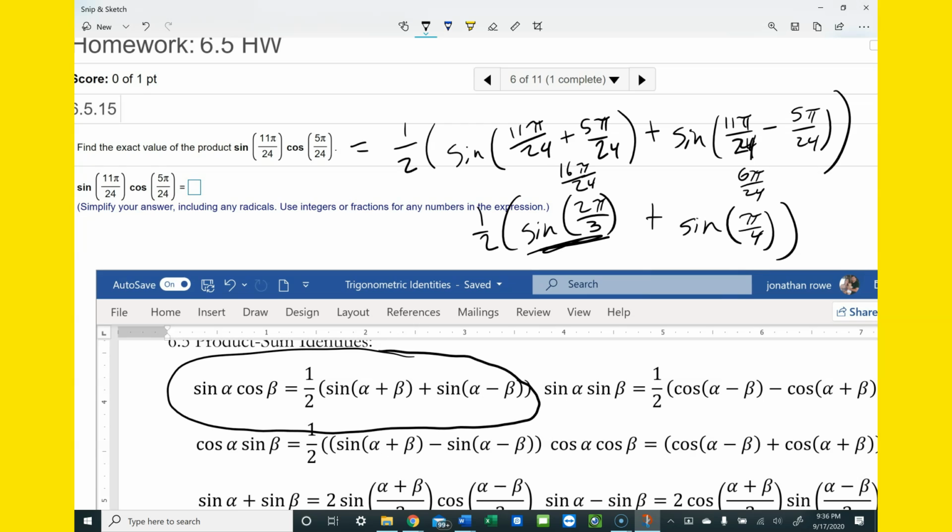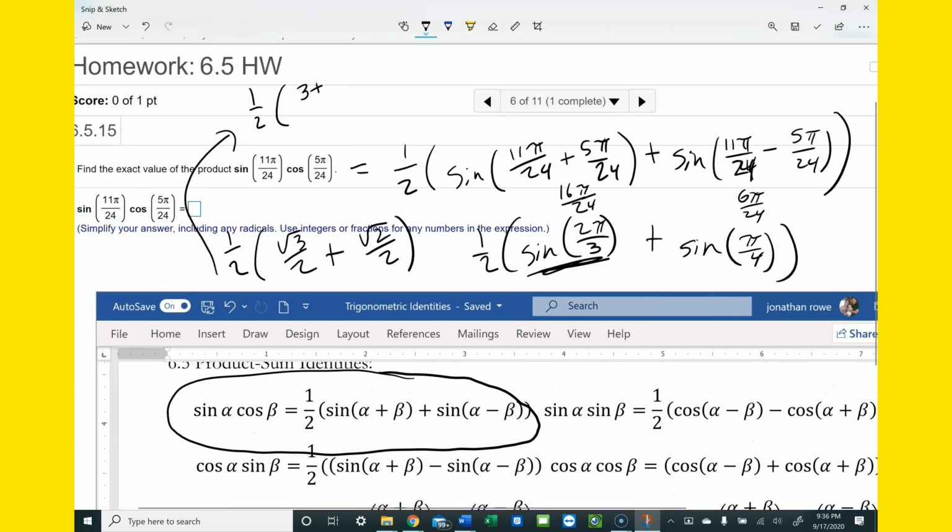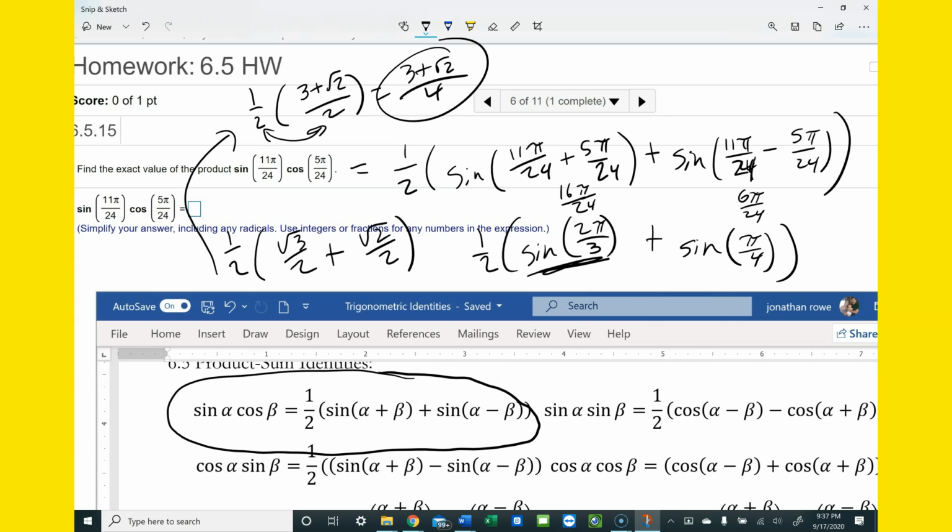Sine of 2 pi over 3, that's the same thing as sine of 60. So it's 1/2. Sine of 60 is √3 over 2 plus sine of pi over 4, that's √2 over 2. That's sine of 45, √2 over 2. And we can have ourselves a common denominator here. So this can become, we get kind of out of room, so I'm coming up here. 1/2 times 3 plus √2 over 2, which becomes 3 plus √2 over 4 when I multiply these two things together. And that should be my answer, 3 plus √2 over 4.